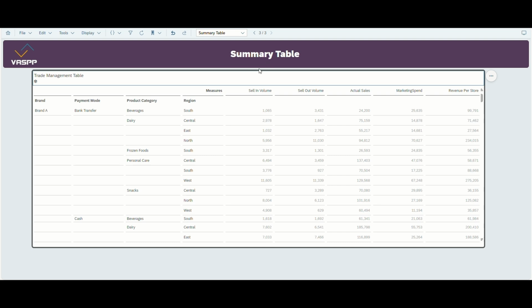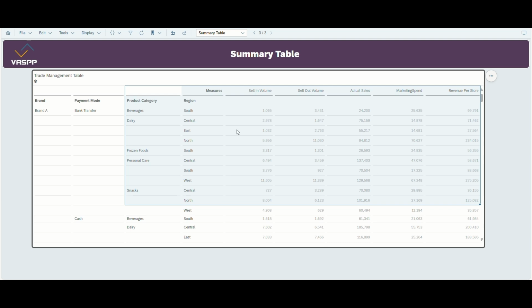Let's start with what this table delivers: a complete view of sell-in versus sell-out volumes, actual sales, marketing spend, and revenue per store, all segmented by brand, payment mode, product category, and region. It's not just a spreadsheet. It's your real-time operational intelligence.